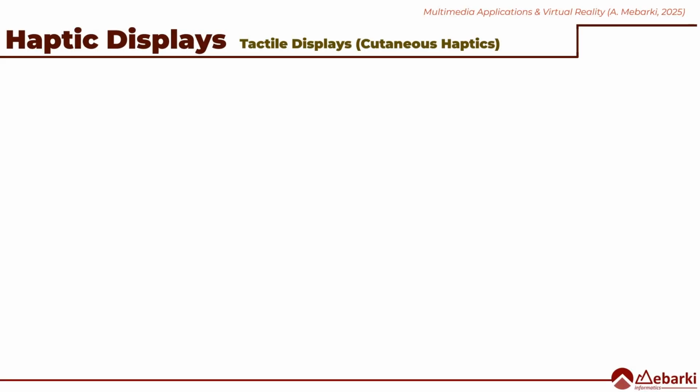Tactile displays, also referred to as cutaneous haptic systems, aim to simulate the sensitivity of human skin by generating surface-level sensations. Unlike force feedback devices that act on muscles and joints, tactile displays primarily stimulate skin receptors to convey information about contact with virtual objects.